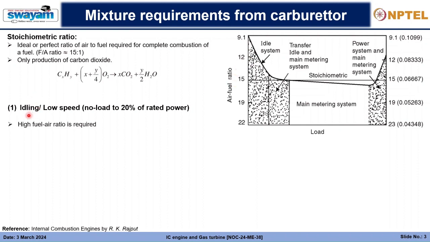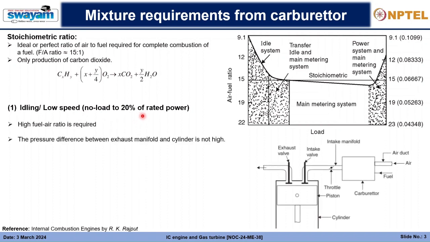Why is it so? So for idling or low speed, no load to 20% rated power, why do we need that? So if you see now in this engine cylinder arrangement with this whole carburetor placed out here in the inlet manifold, when the engine is running, you need some kind of a pressure difference in order to bring the inlet charge inside the cylinder, also to expel the exhaust gases out of the cylinder.